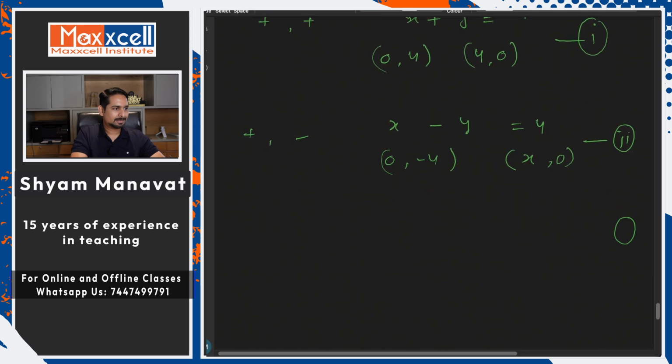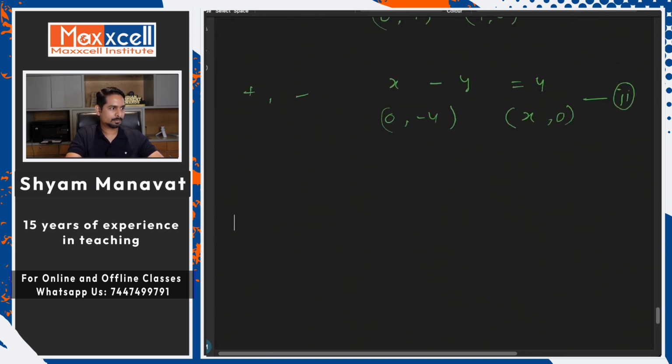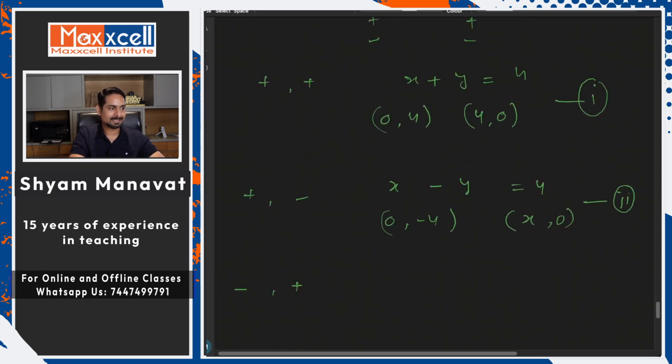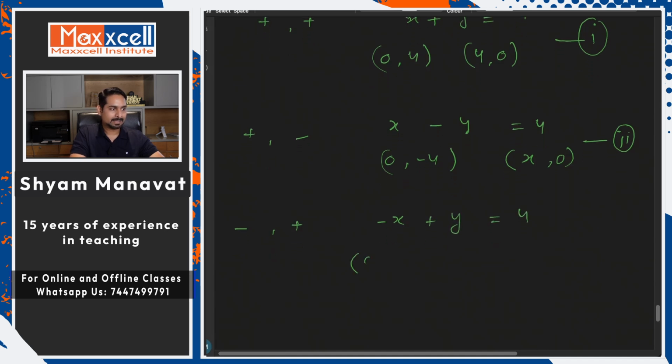All right. Now next, if I take minus for the first, which is for x, and plus sign for this mod of y. In that case, the combination of minus and plus, I have minus x plus y equal to 4. So when I substitute x equal to 0, y equals 4, and if I substitute y equal to 0, I'll get x equal to what? Minus 4. Yeah.